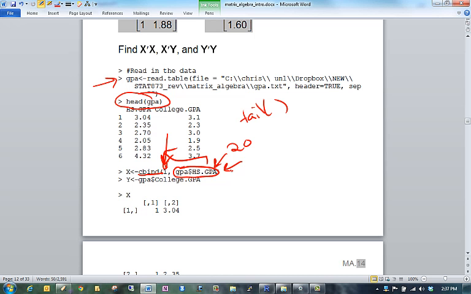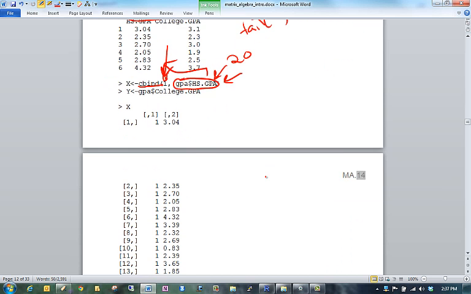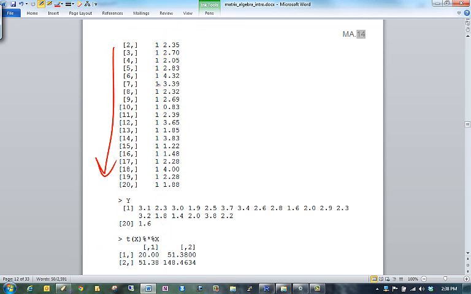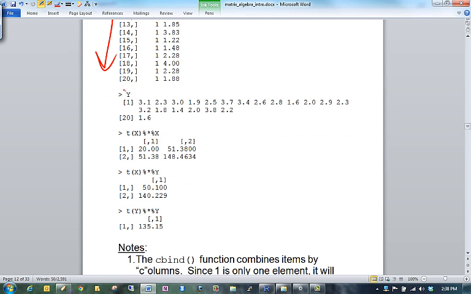So what we end up having is a 20 by 2 matrix. And let's take a look at it real quickly. And you can see here's my X. It has 2 columns and it has 20 rows. I'm going to put all the college GPAs into a vector. This is a vector, in terms of R's terminology, called Y. And this is what Y then looks like after you print it.